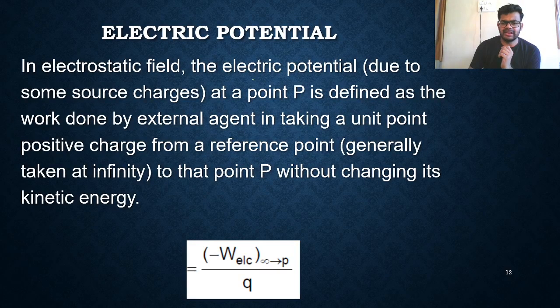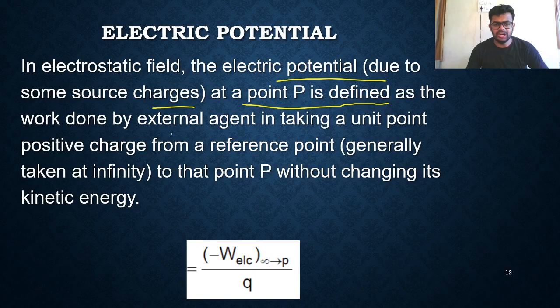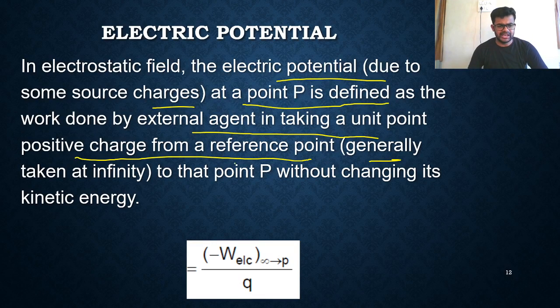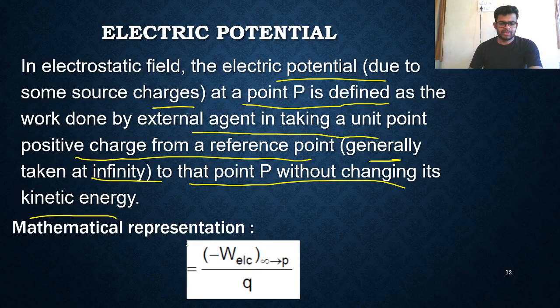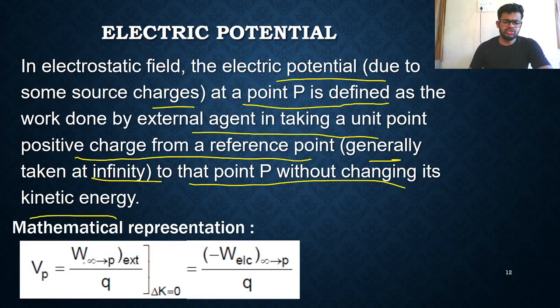Electric potential due to some source charge at a point P is defined as the work done by an external agent in taking a unit positive charge from a reference, generally taken at infinity, to a point P without changing its kinetic energy. At infinity, potential is always taken as 0. So mathematically we can say V is equal to work done from infinity to P by the external force divided by Q, which will be equal to the negative of work done by the electric force. These are the basic things I have discussed with you.